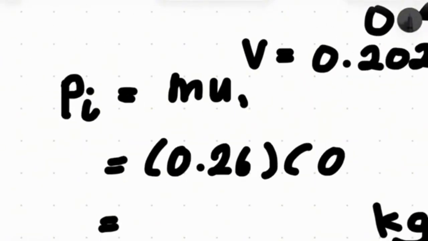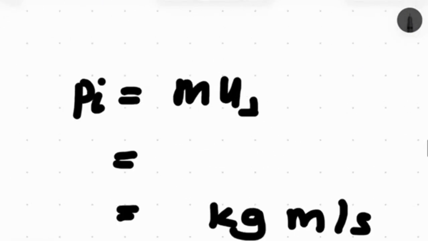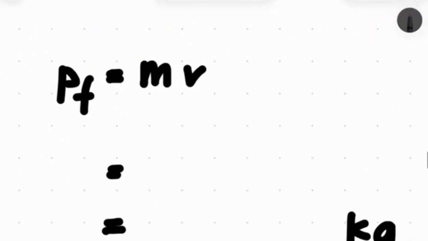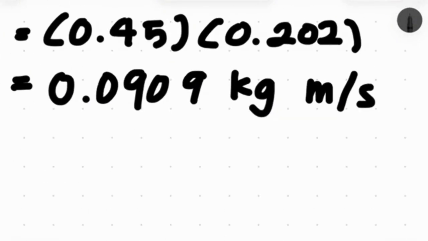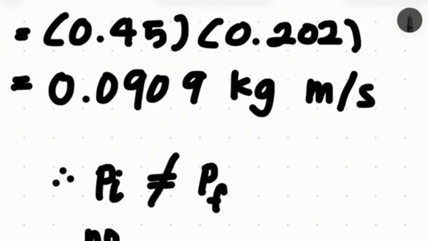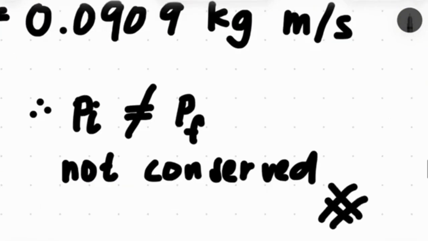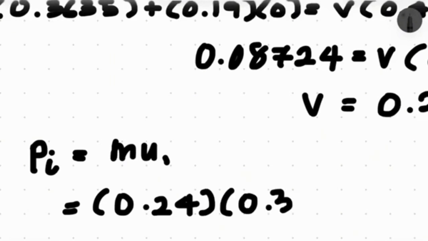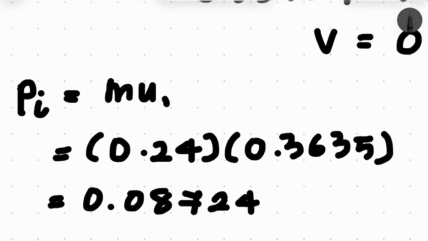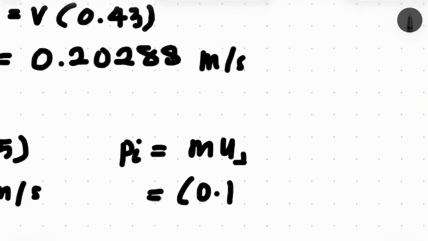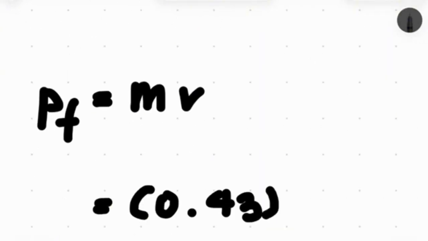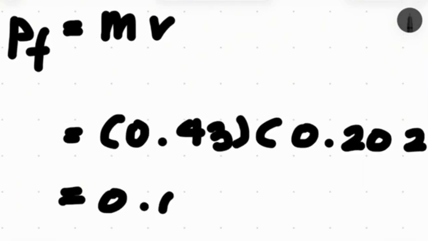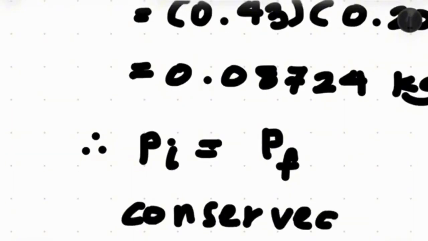As for the initial momentum, it is 0.091 kg·m/s. And for the final momentum, it is 0.090 kg·m/s. And the initial and the final is not the same, it is not conserved. For data set 3, the initial momentum is 0.08724 kg·m/s. As for the final momentum, it is the same, it's 0.08724 kg·m/s. And the initial and the final are the same, it is conserved.